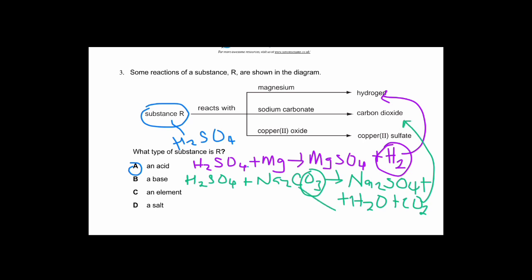When we get sulfuric acid reacting with copper 2 oxide, a black solid substance, we are going to have copper reacting with a sulfate to form copper 2 sulfate, which is indicated here. So this substance R is supposed to be an acid.